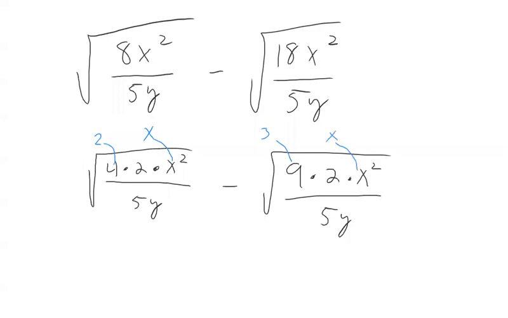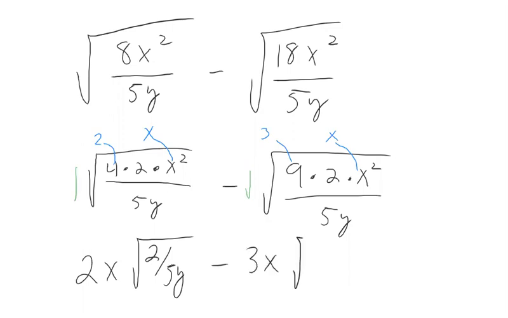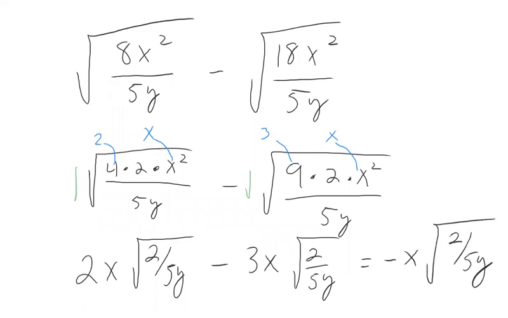Remember, there is a 1 in front of both of these because there's no numbers out there. So this becomes 2x square root of 2 over 5y minus 3x square root of 2 over 5y. What is under the radicand is the same. So 2x minus 3x is a negative x square root 2 over 5y.